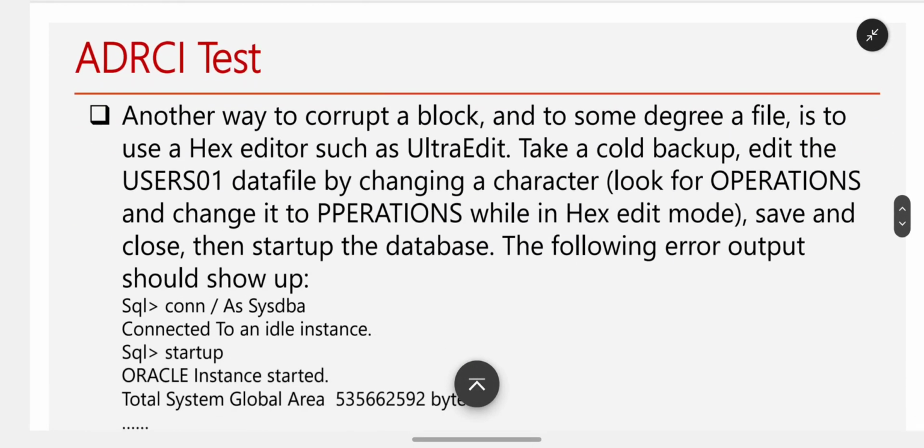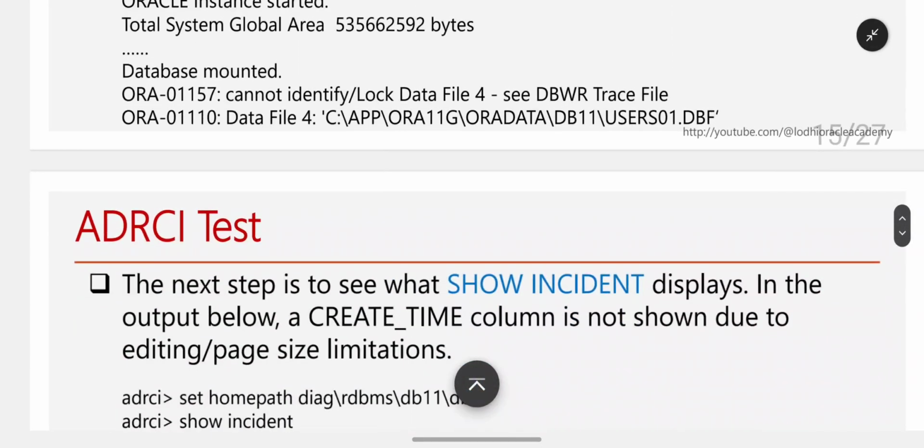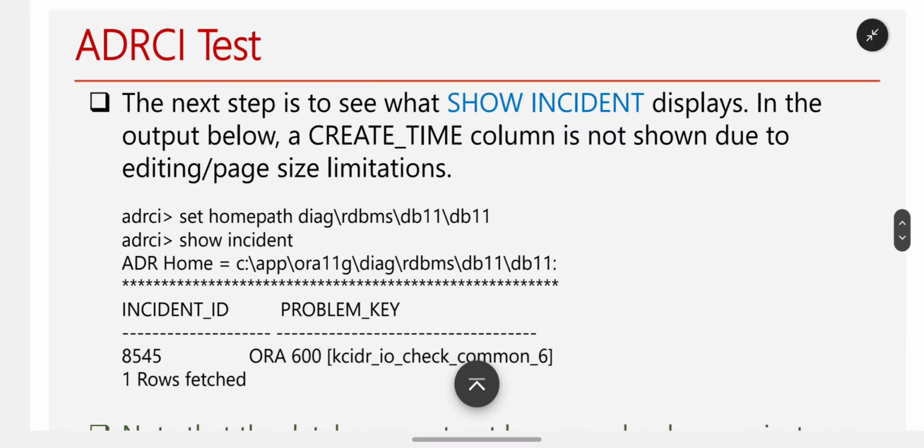Another way to corrupt a block and to some degree a file is to use a hex editor such as UltraEdit. Take a backup, edit the users01 data file by changing the characters, look for operations and change it to P operations while in hex edit mode. Save and close, then start up the database. The following error output should show up. ORA-01157: cannot identify or lock data file 4. See DBWR trace file.